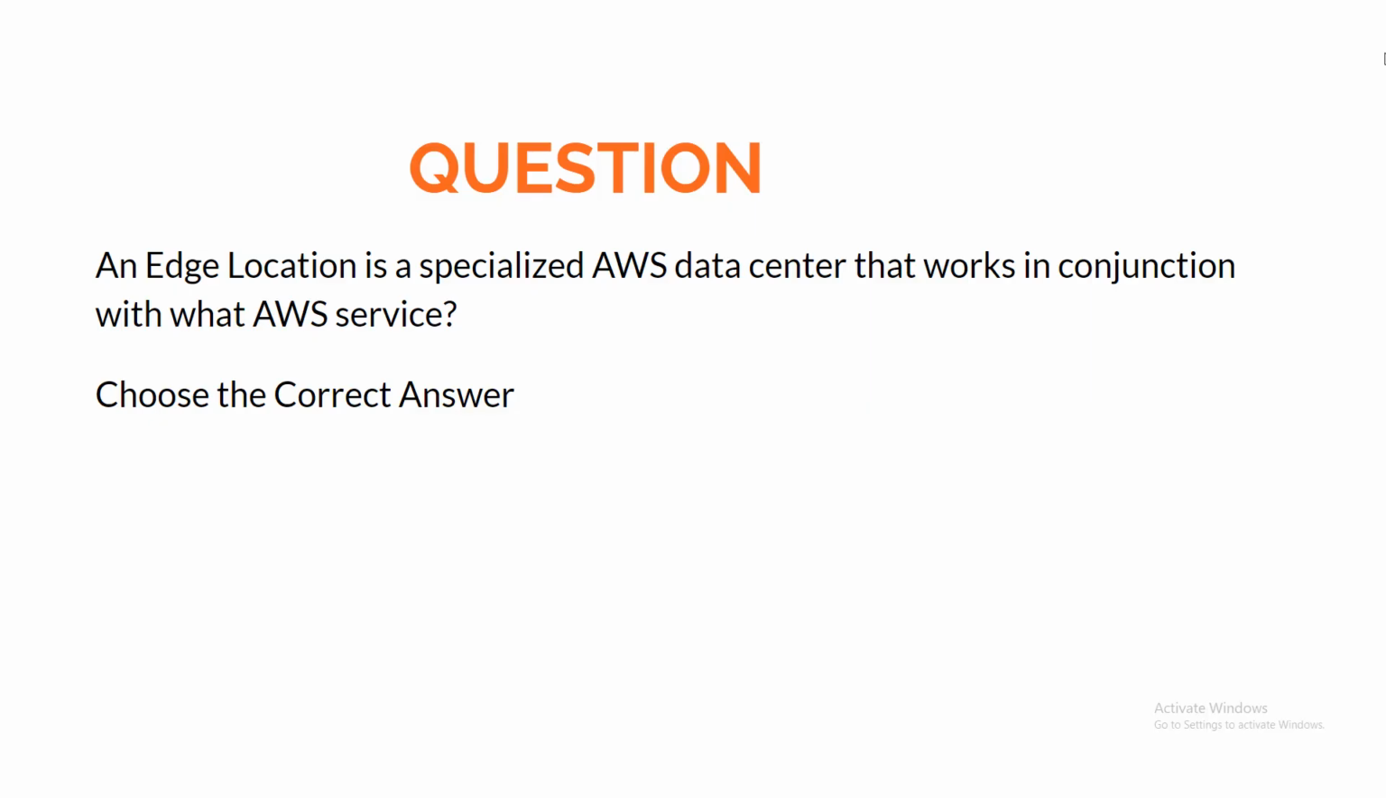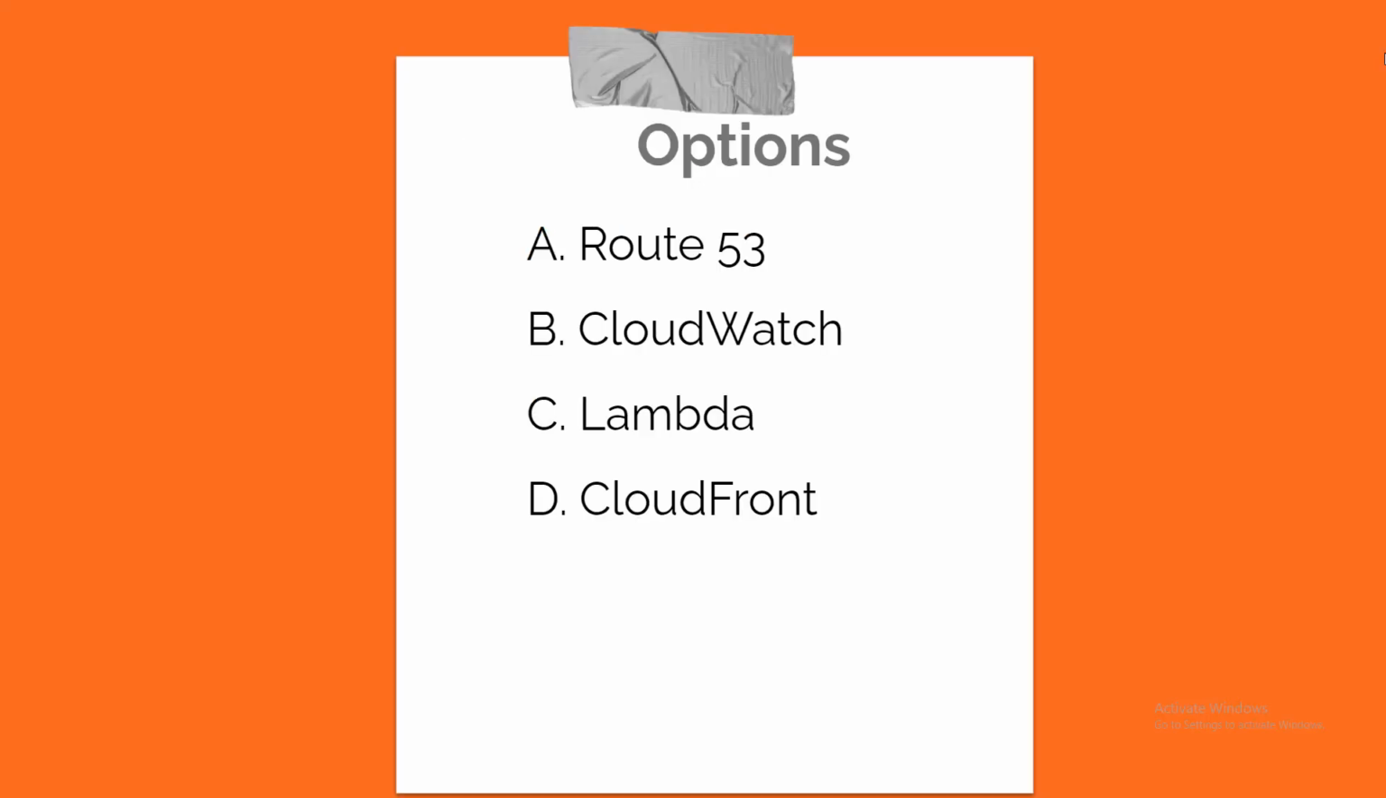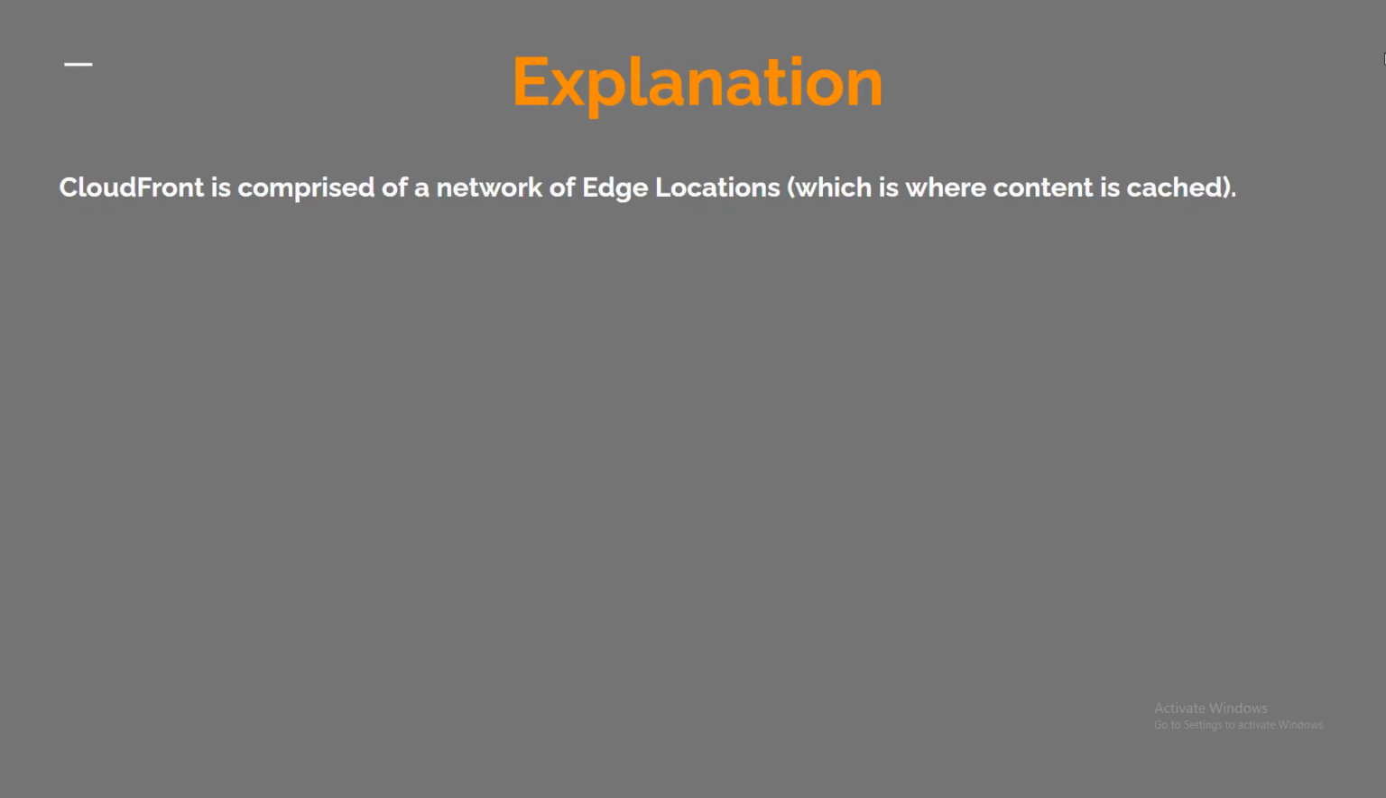Question. An edge location is a specialized AWS data center that works in conjunction with what AWS service? Choose the correct answer. A. Route 53. B. CloudWatch. C. Lambda. D. CloudFront. Answer. D. CloudFront. Explanation. CloudFront is comprised of a network of edge locations, which is where content is cached.